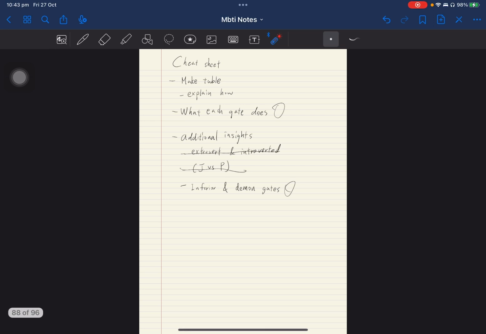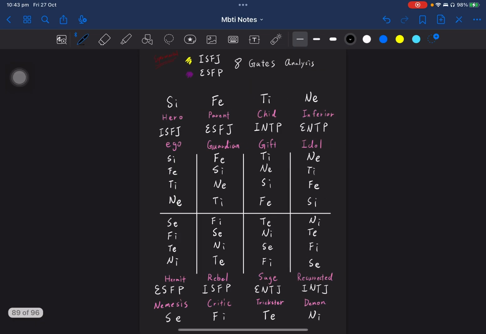Did I talk about everything? I talked about the inferior demon gate, but I haven't talked about how it works yet, so I don't know. And what each gate does, kind of. Okay. So I guess we covered everything.